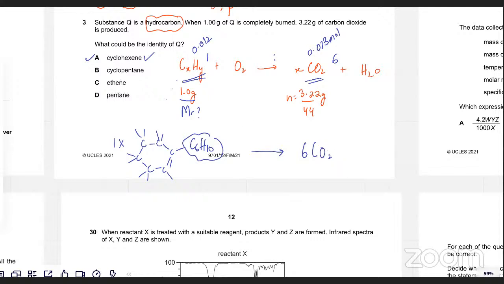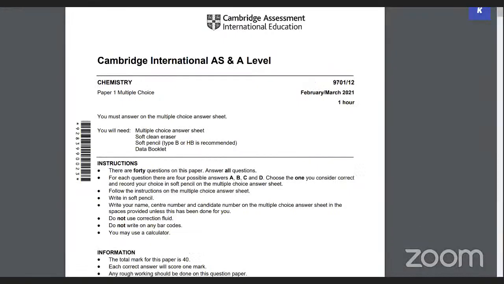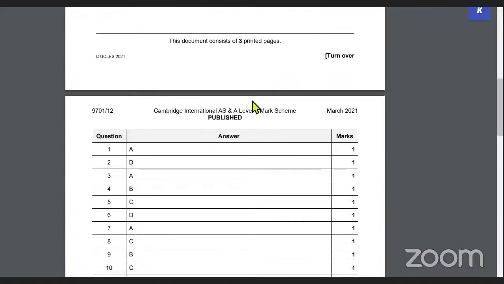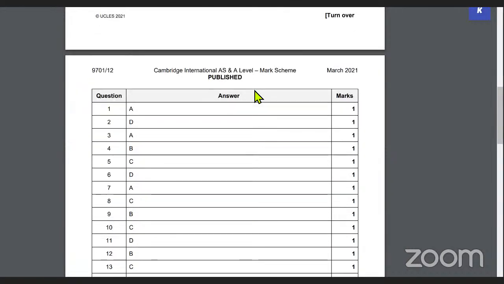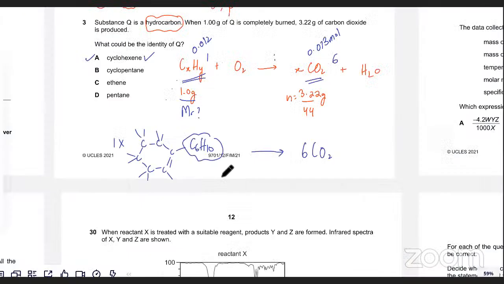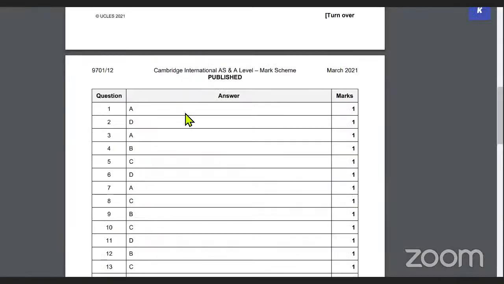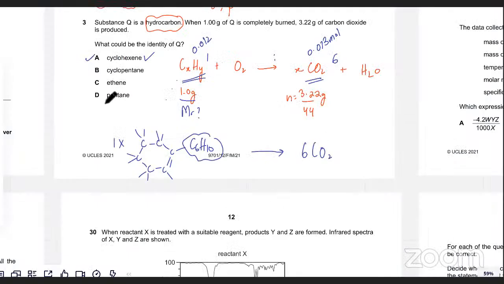I'm just going to quickly open the marking scheme. One second. Because this one I haven't solved, so we can quickly check the answers as well. Hopefully the first one is the correct one. Which option was this? This is March 2021, and this is question number 3, which is A. Okay, that's fine. It's A. So we should not try any of the other options.